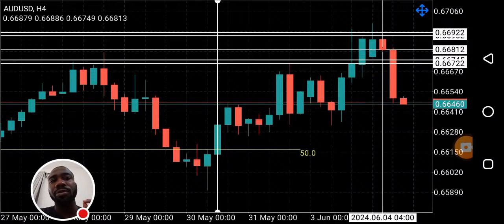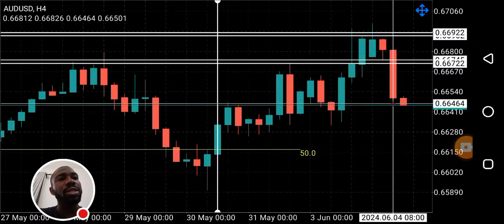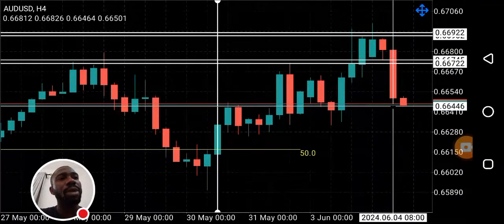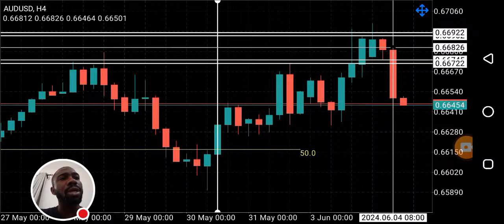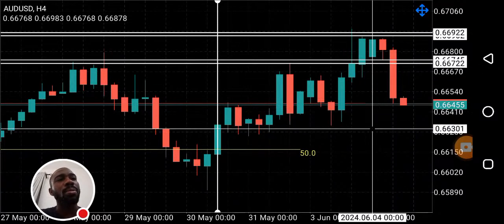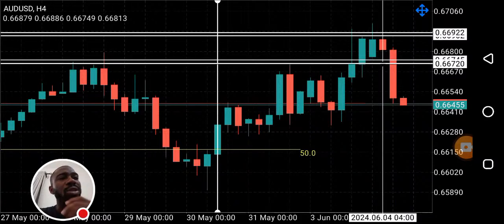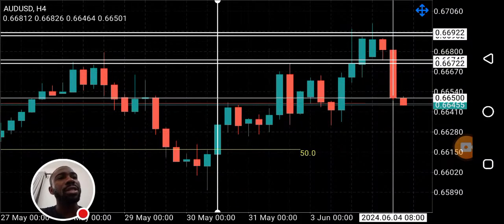So if you've not taken a trade on AUD USD, I would advise you wait for price to pull back, unless you're willing to take the risk. Because if you are selling from the current market price, your stop loss would be a few pips above the high of this candle, and that should be about 50 something or 60 pips. If you're okay with that risk, then you can execute the trade. So it's a sell for AUD USD. I hope that is clear for today's market.